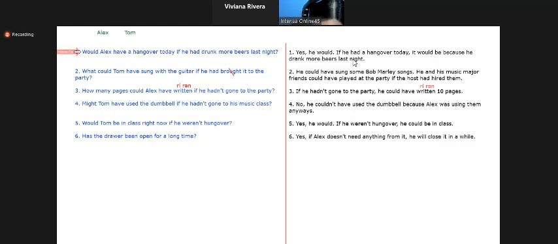How many pages could Alex have written if he hadn't gone to the party? If he hadn't gone to the party, he could have written 10 pages. Might Tom have used a dumbbell if he hadn't gone to his music class? No, he couldn't have used a dumbbell because Alex was using them anyways. Would Tom be in class right now if he weren't hungover? Yes, he would. If he weren't hungover, he would be in class. Has the drawer been open for a long time? Yes, if Alex doesn't need anything from it, he will close it in a while.